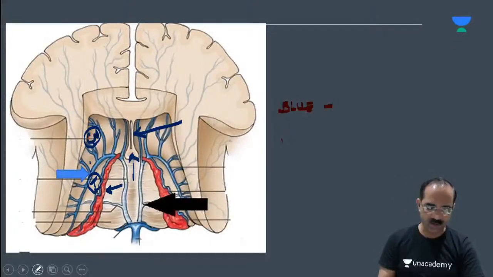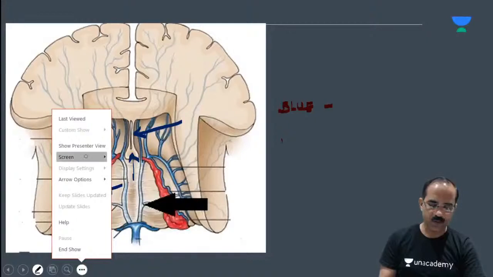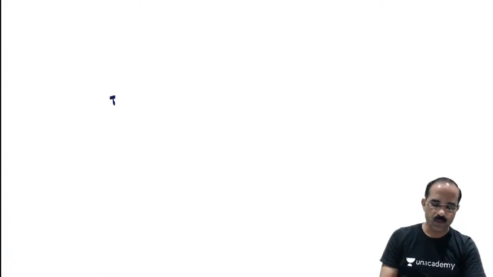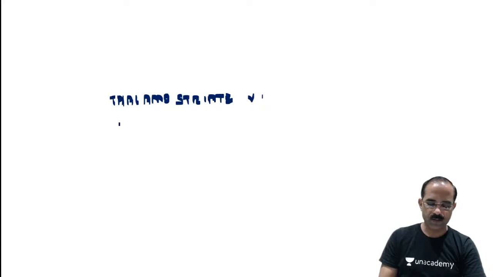Just remember it like this. I'll write this for you. Understand this. This is slightly difficult and this is very important. So one is the thalamostriate vein. Second is the choroidal vein. And third is the septal vein.